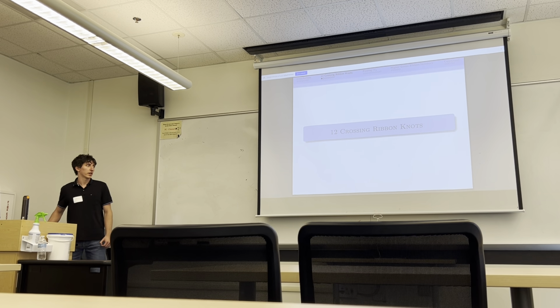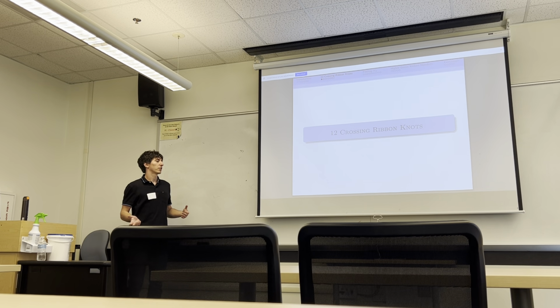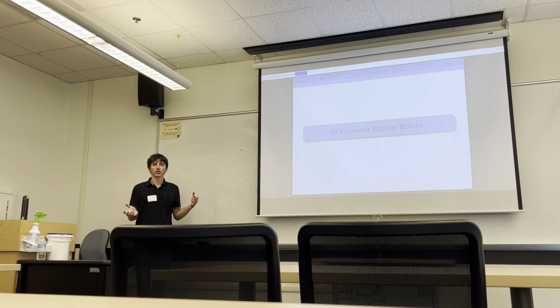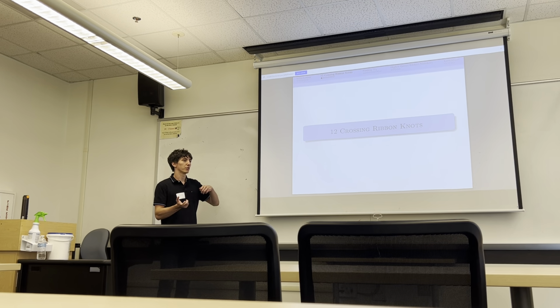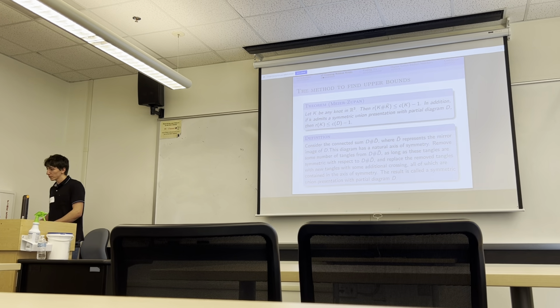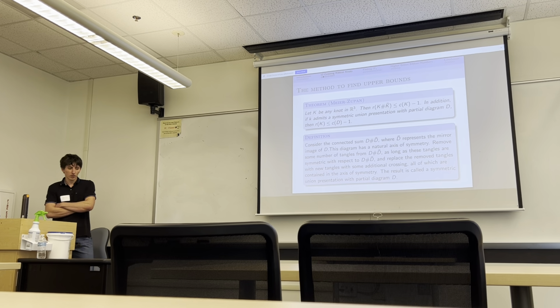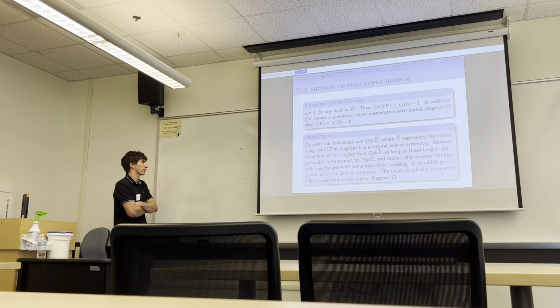And we looked at 12 crossing ribbon knots. So 12 crossing knots are just knots that have 12 crossings in their knot projection. And for a knot to be a 12 crossing, that means that no matter how you have a projection of it, you can't go below 12 crossings. And so we use some heavy machinery to find some upper and lower bounds of ribbon numbers of these knots.